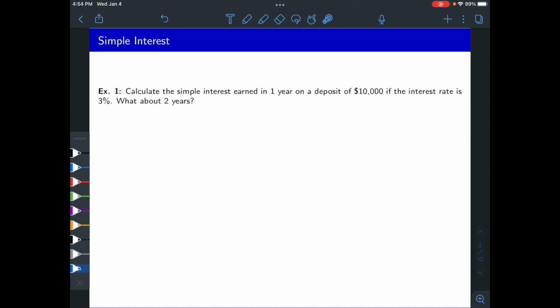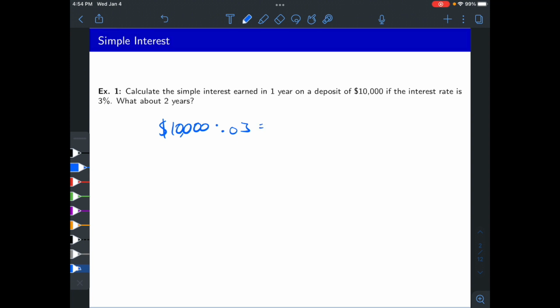Okay, so let's do an example to demonstrate this. Let's calculate the simple interest earned in 1 year on a deposit of $10,000 if the interest rate is 3%, and then we'll do it for 2 years. So our principal is $10,000, and our interest rate is 3%. So we just compute $10,000 times 0.03 to compute whatever that interest is. Okay, so 3% converted to a decimal is 0.03.